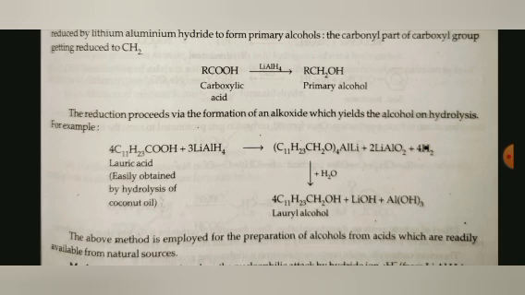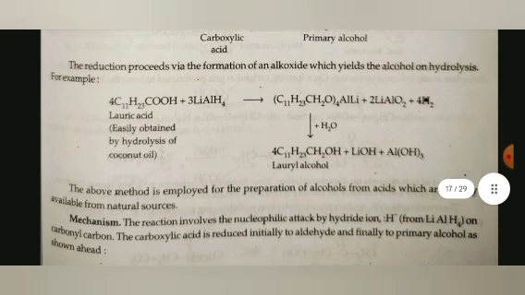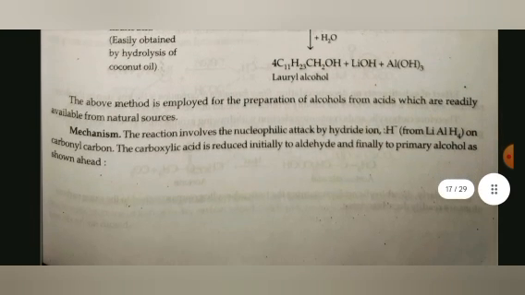The reduction proceeds via the formation of an alkoxide, which yields the alcohol on hydrolysis. For example, lauric acid, easily obtained by hydrolysis of coconut oil, in the presence of 3 moles of LiAlH4 gives rise to (C11H23CH2O)4AlLi plus 2 moles of LiAlO2 plus 4H2. On further reaction with H2O, it gives rise to lauryl alcohol plus LiOH plus Al(OH)3. The above method is employed for the preparation of alcohol from acids which are readily available from natural sources.